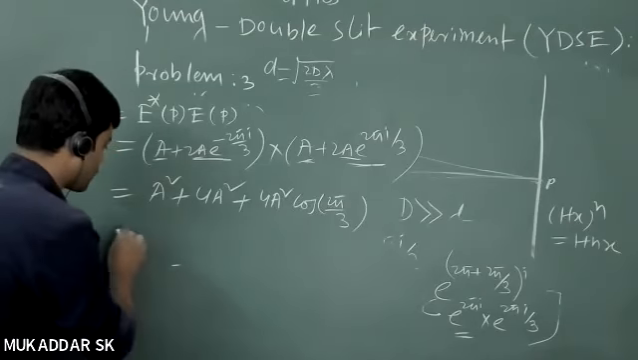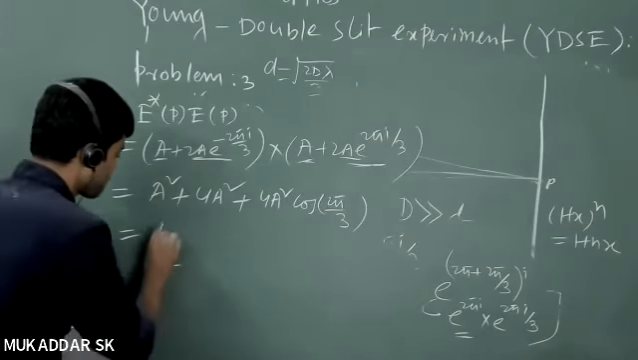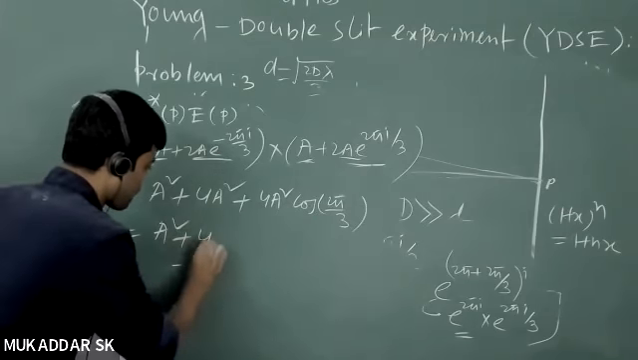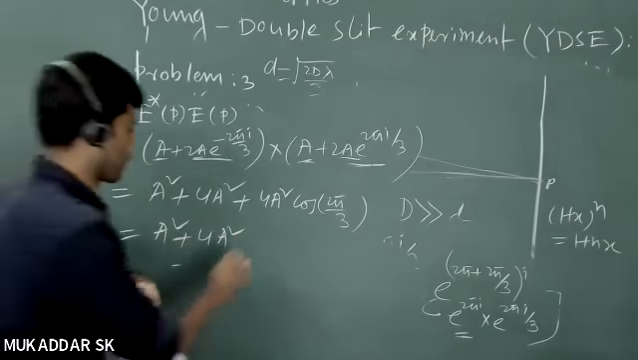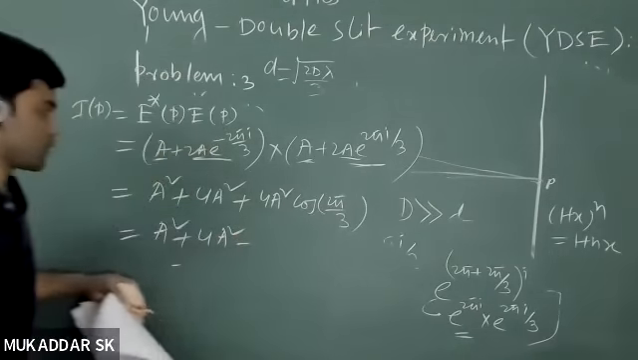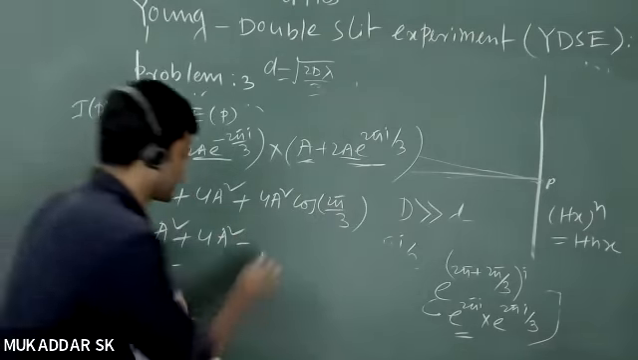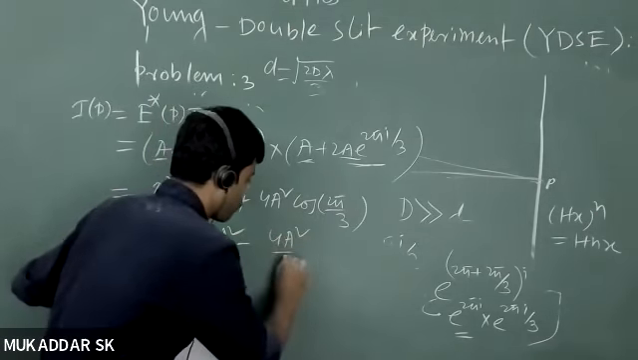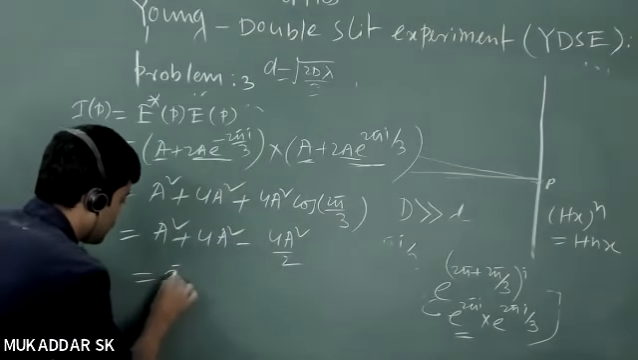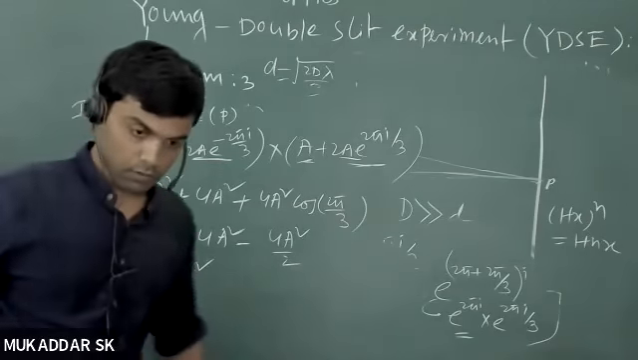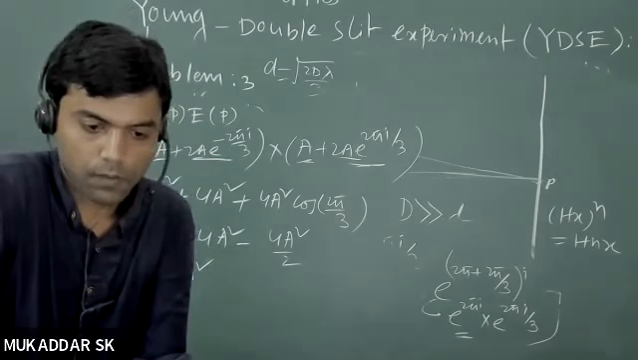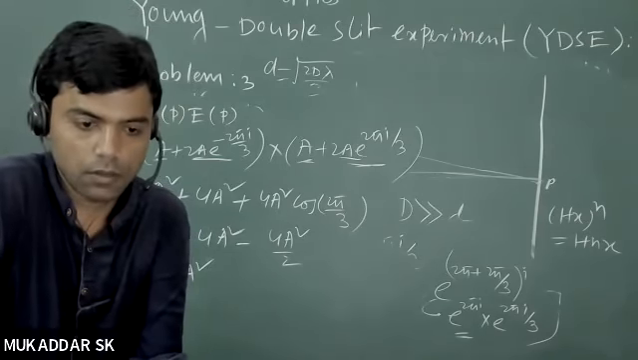What is the value of cos 2 pi by 3? Tell me, what is the value of cos 2 pi by 3? Minus half, right? So you'll basically get 4a square by 2, which means you'll get 3a square in total. Is it clear what I'm saying? Is it clear to all?